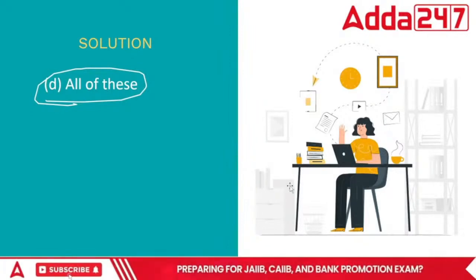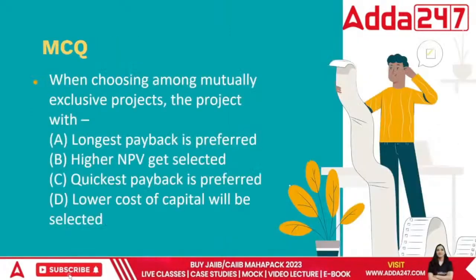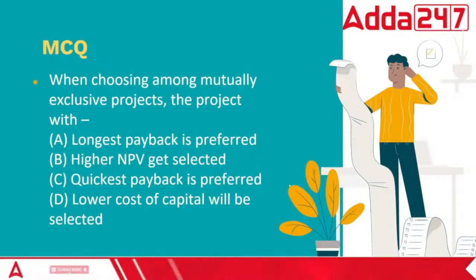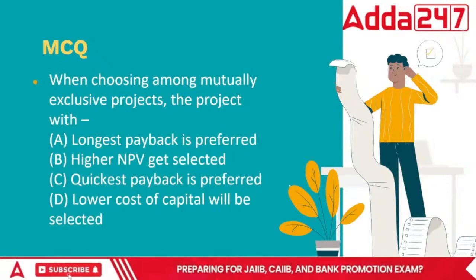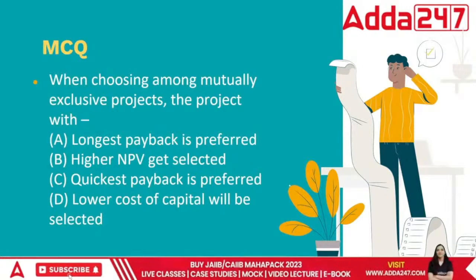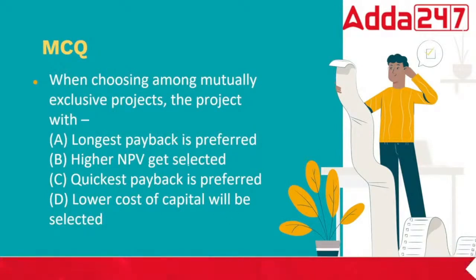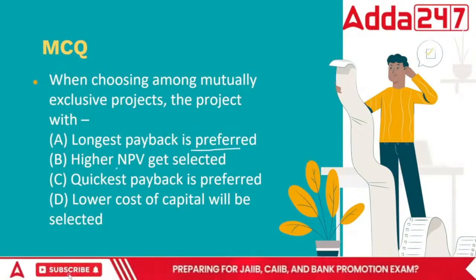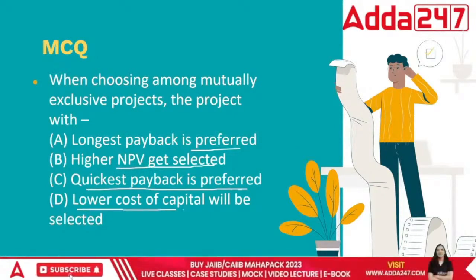Okay, now let's move on. When choosing among mutually exclusive projects, that is, we can choose only one. If there are multiple projects, even then we can choose only one. What should we choose? Longest payback is preferred, higher NPV gets selected, quickest payback is preferred, or lower cost of capital will be selected.